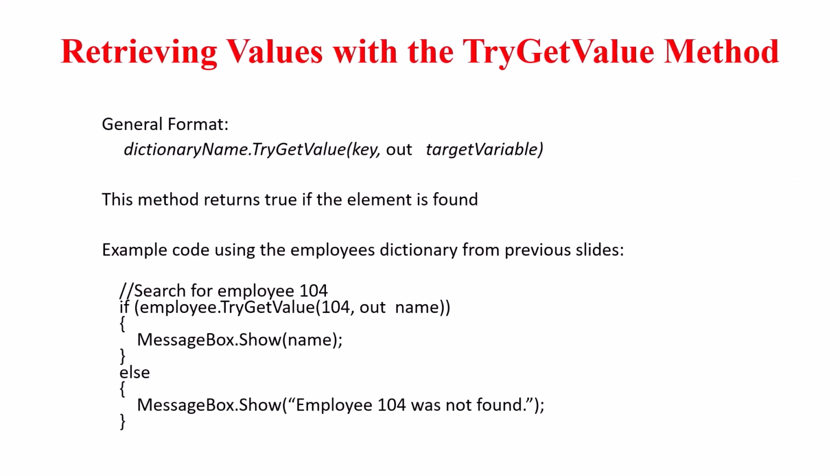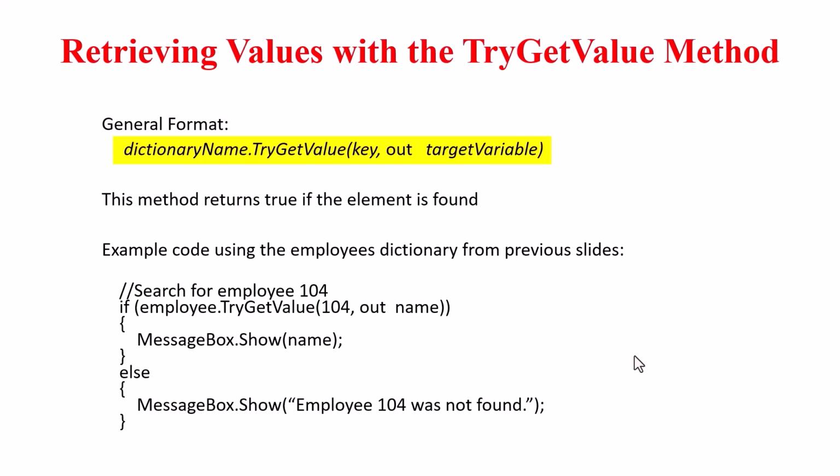And this is very identical to what we did with the list box, or list actually. Both list box and list work this way. Retrieving values using the TryGetValue method. This is an interesting little method. The general format is dictionaryName.TryGetValue(key, out targetName).